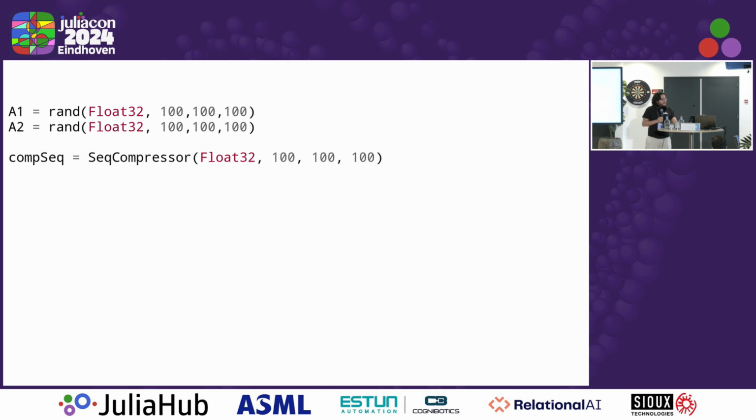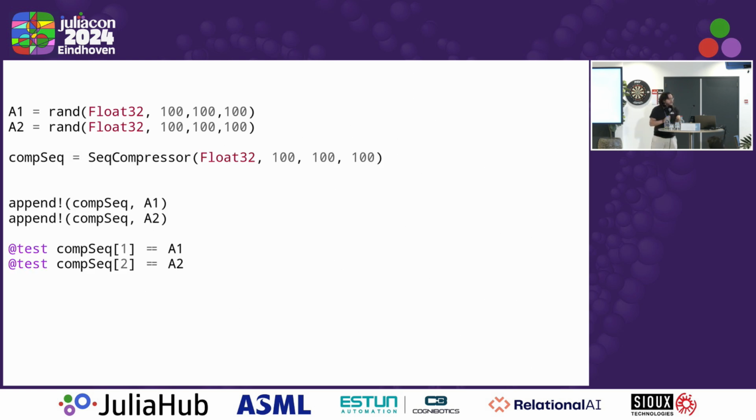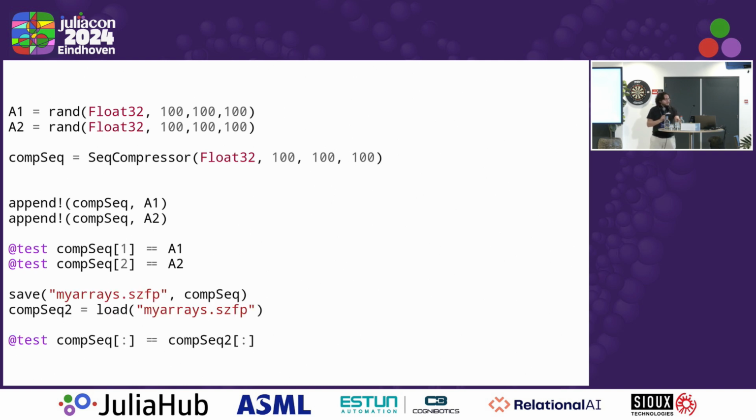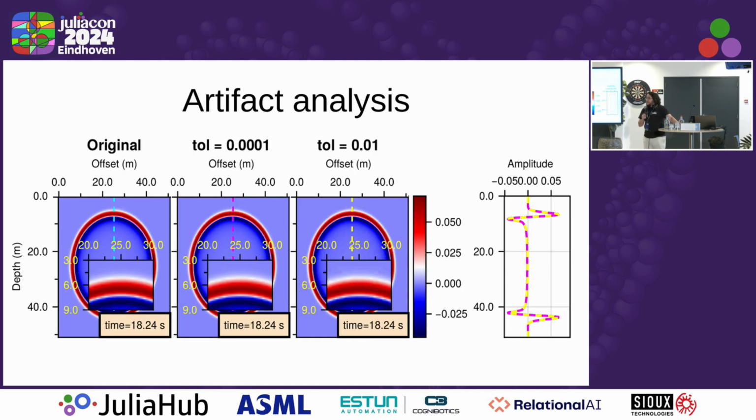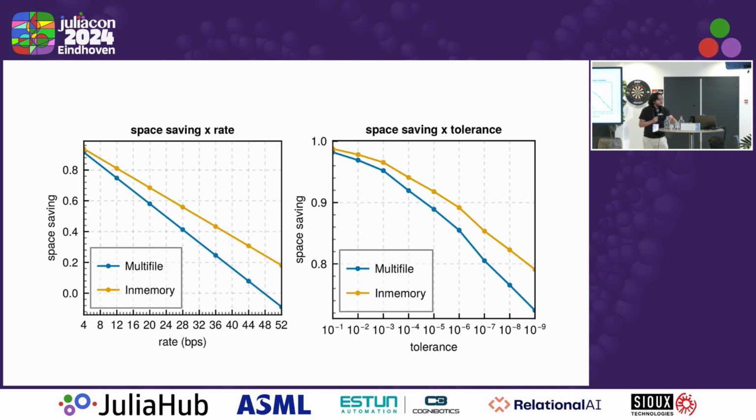So I have a compressor here, and I can append a few arrays and check if it's the same. In this case, I'm doing lossless compression, and then I can save to a file and load it later. Then I can define the type of compression that I want. If I'm using the multi-file, I can define the path, or multiple paths, rate, precision, and so on, and tolerance. I can check if the artifacts are conserved. They are. I can check how the space saving goes, and in fact, the space saving is pretty good.